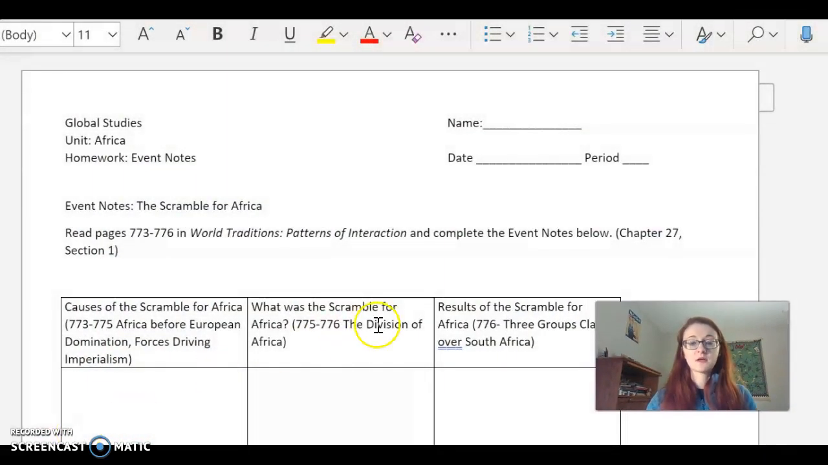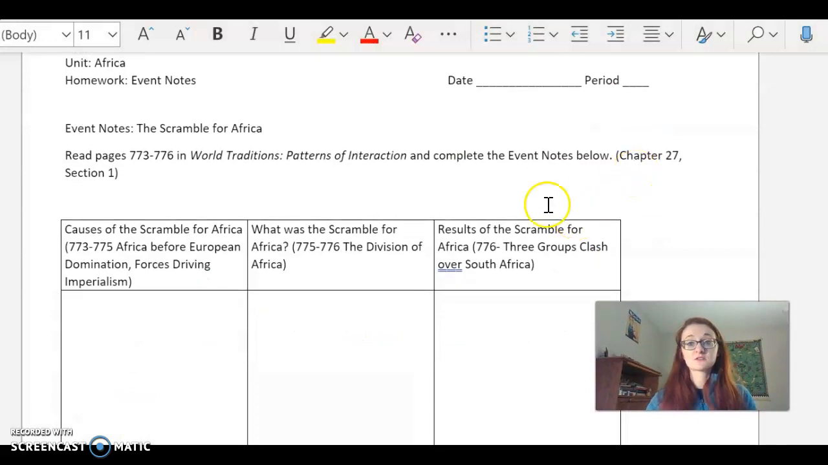Let me just get this up. The textbook pages, I'll also put in with your assignment with this video. That way you have easy access, or hopefully you have your textbook at home. That would probably be the easiest. It is the World Traditions Patterns of Interaction. It's 773 to 776, which in case you're using the version that I'll post with this, it's chapter 27, section 1.